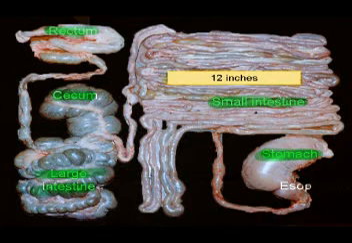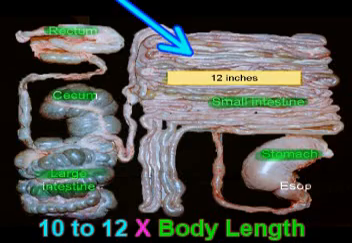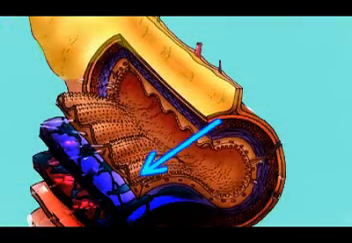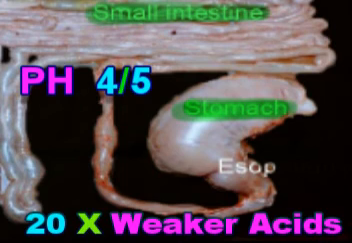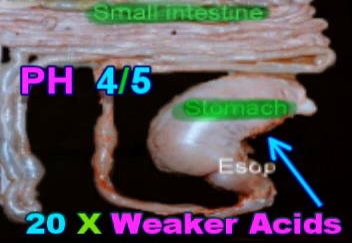Herbivores were built much differently. Their small intestines are much longer, from 10 to 12 times their body lengths. Their intestinal walls are not smooth, but very bumpy and spongy. This helps to aid in absorption. Their stomach acids are pH 4 to 5, and 20 times weaker than that of a carnivore.